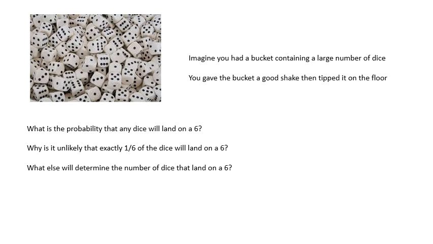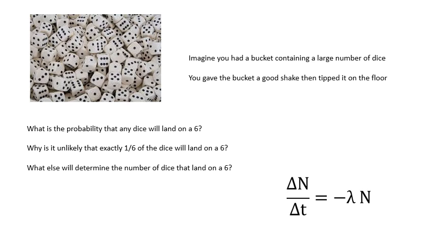Now, why is it unlikely that exactly 1/6 of the dice will land on a 6? And what else will determine the number of dice that land on a 6? So you've had to think about that, and basically look at this equation here.